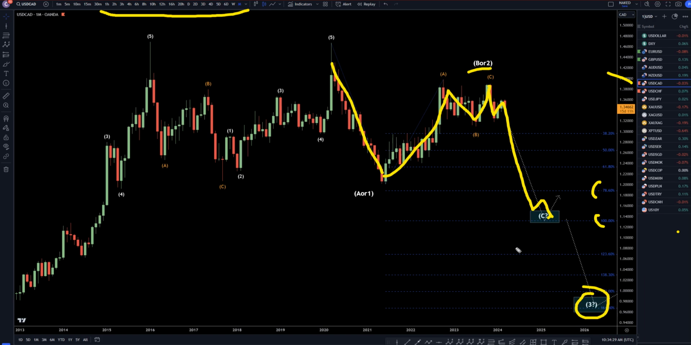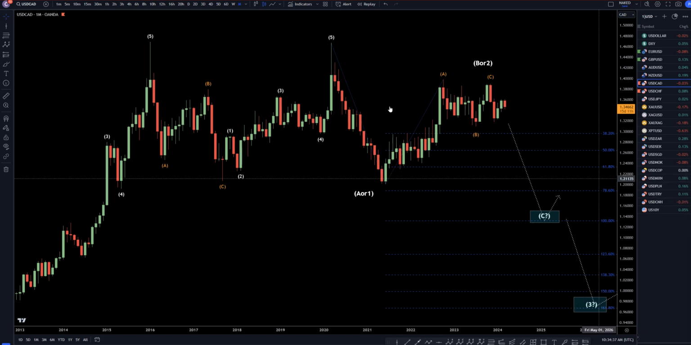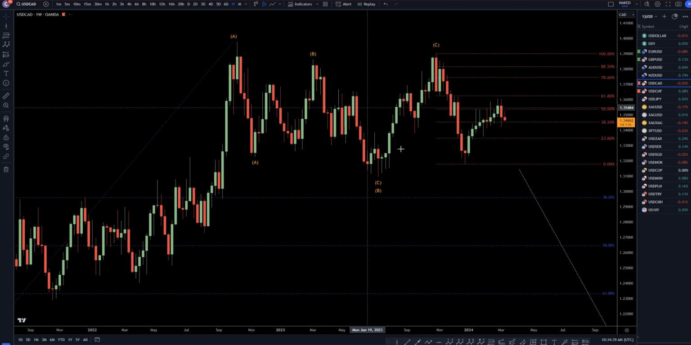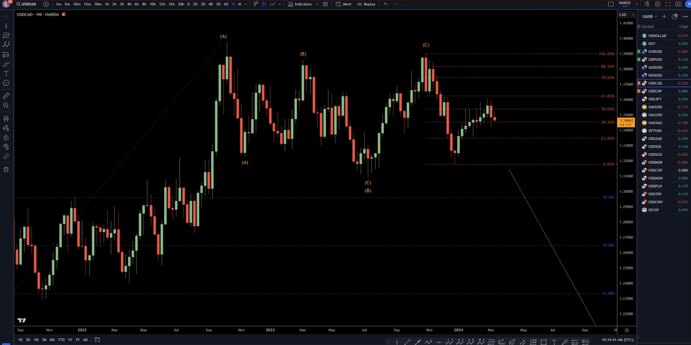Which at this point, like I always say, is not important to really know whether this is a 3 or a C, because either scenario, we are most likely in for a big downtrend if it is going to follow through with that move. Going down to the weekly time frame.